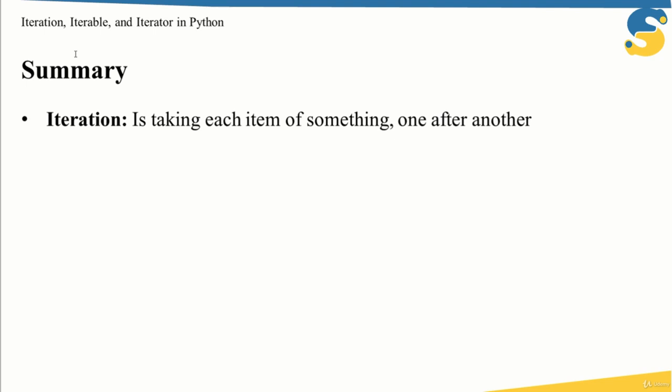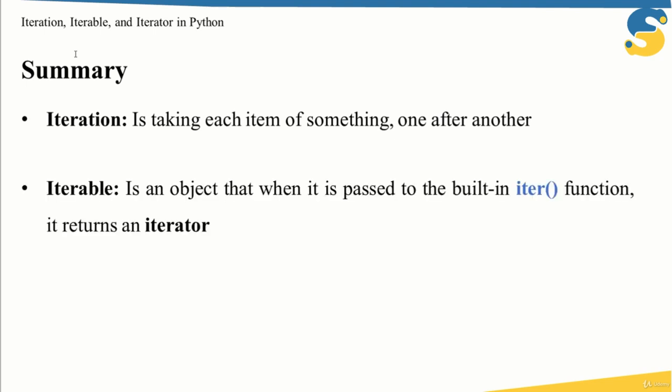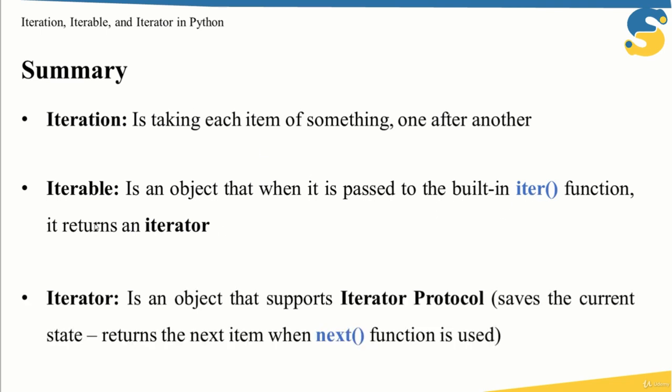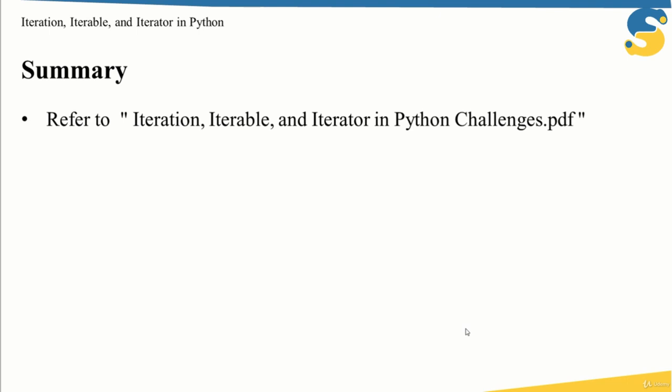Now let me summarize what we have learned in this lecture. Iteration is the process of taking each item of something one after another. An iterable is an object that, when it is passed to the built-in iter function, returns an iterator. An iterator is an object that supports the iterator protocol, which means it saves its current state and returns the next item when the next function is used.